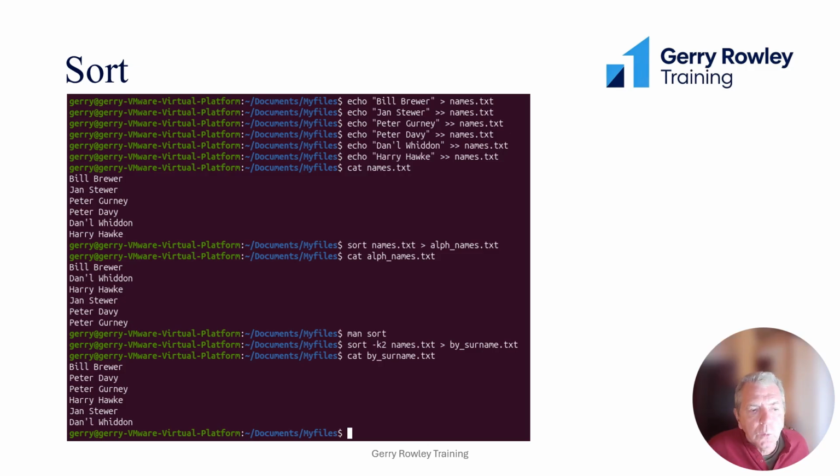When I do a man sort, I can see that other options are available. And one of the ones that sprang to mind is the next example. Sort space -k2 names.txt. That will sort on the second field in each line. So now I've got my people in surname order, which might be useful.